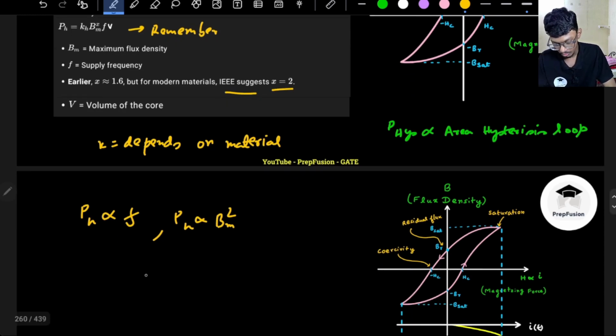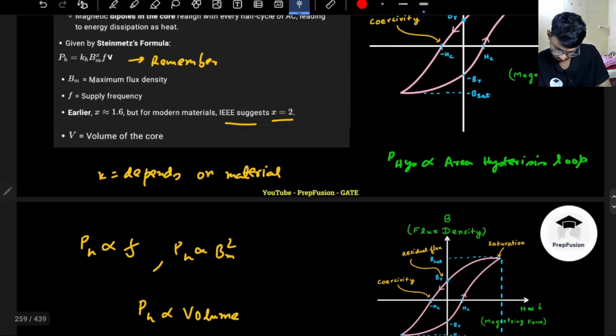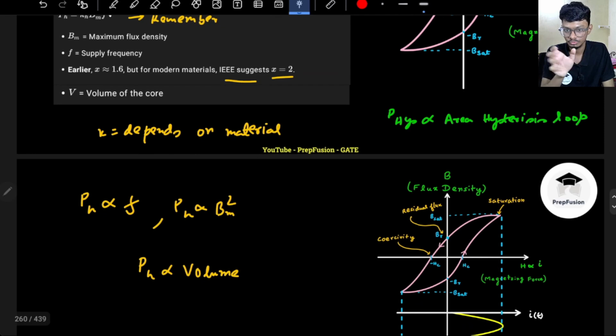Also my hysteresis loss is proportional to the volume of the core. Because if you see the last term here, this is the last term, V. So V is the volume of the core. So that's how hysteresis loss is proportional to the volume of the core as well. If the volume increases, there will be more hysteresis loss because more flux is flowing through the core. The flux density is the same, so naturally hysteresis loss will also increase. So roughly I will discuss that as well.